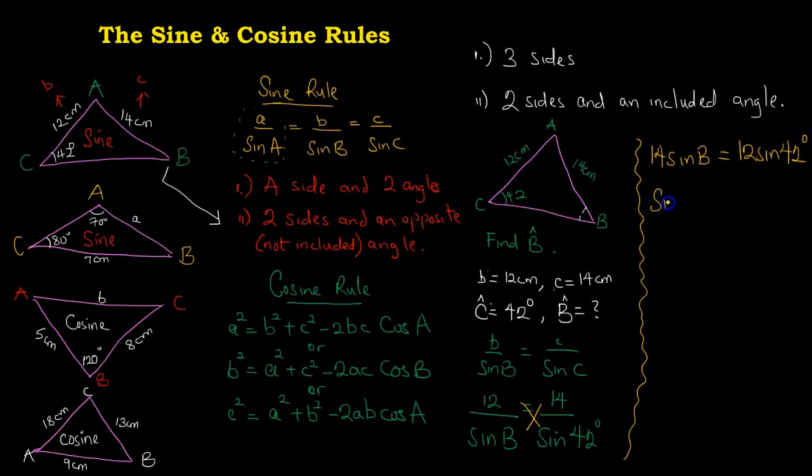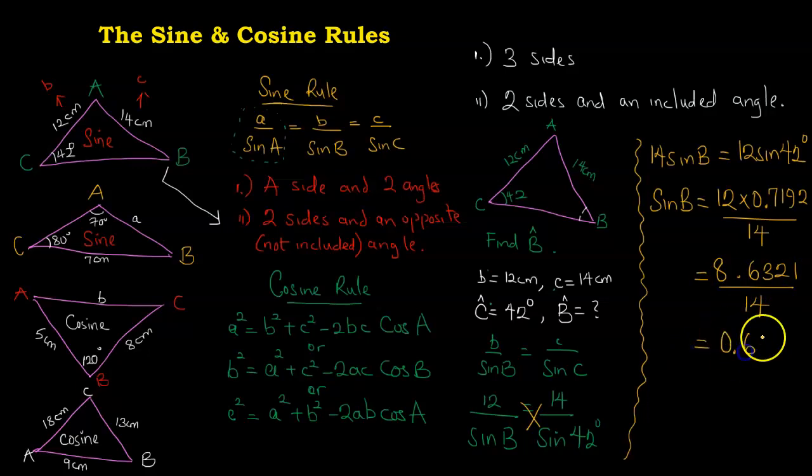Dividing both sides by 14, so this is equal to 12 of course, sine 42 degrees is 0.7192. So I'm going to have a 14 underneath. 12 times 0.7192 is 8.6321 divided by 14. So the division is going to give 0.6166. This is sine B.